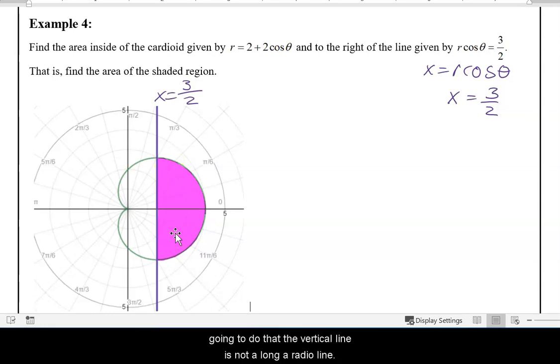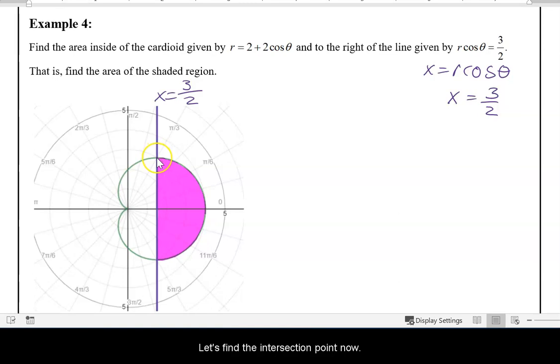How are we going to do that? The vertical line is not along a radial line. That means that we will have to compute instead what is along the radial line. We will have to figure out how to find the point where it intersects the line in each of these two places. I can also exploit the symmetry of this cardioid and only compute perhaps the upper half or the lower half and double that area to find the pink shaded region.